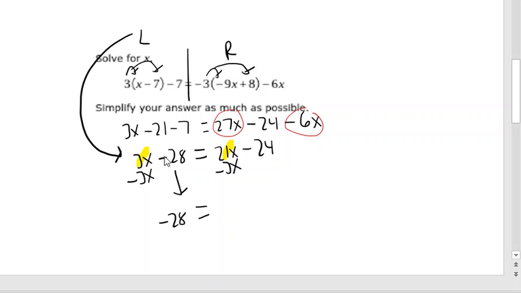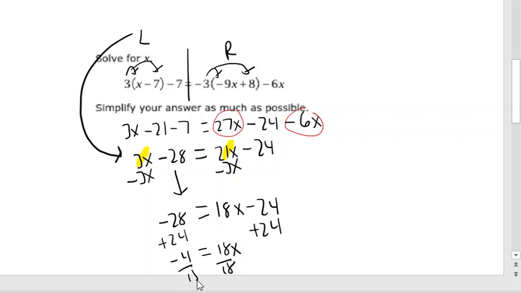Because there's a subtraction sign in front of it, that means that this is really a negative 28. So when we write it down, we have to make sure we bring that sign. And then a 21x minus 3x is 18x. Okay, and then from there, we are going to add 24 to both sides. So that gives us a negative 4 equal to 18 times x.